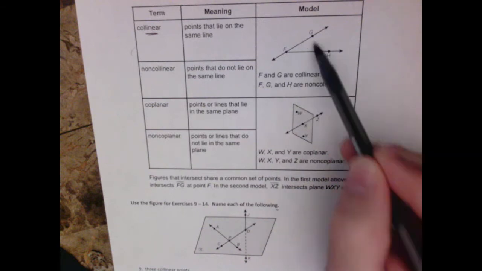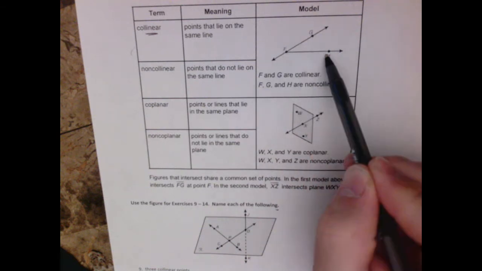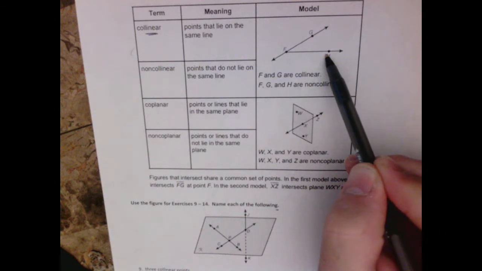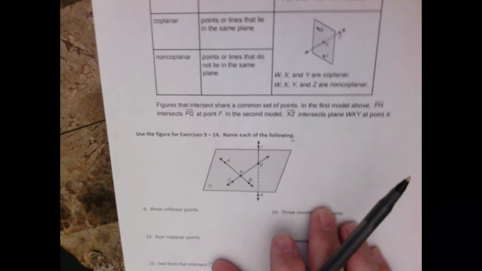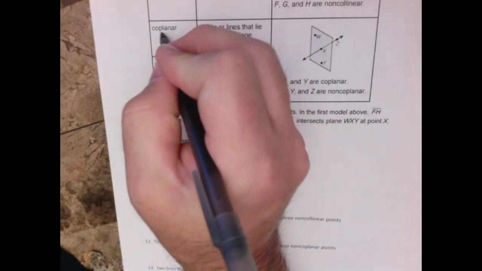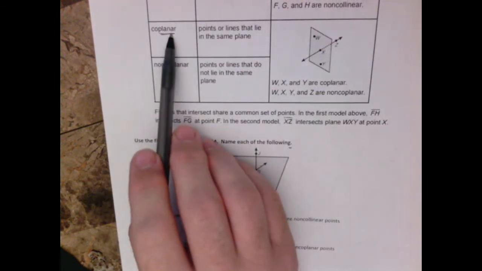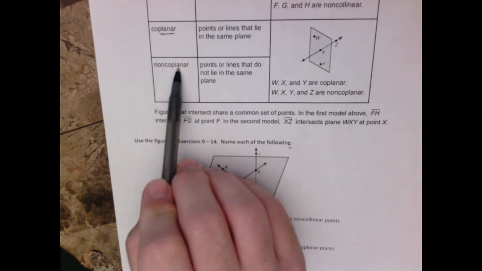Non-collinear would be if I listed all 3 points, right? G, F, and H are not all on the same line. So those would be non-collinear. Same idea with coplanar and noncoplanar. Coplanar, if you think about the word that's inside there, plane, right? So coplanar means on the same plane, and of course non-coplanar would mean not on the same plane.